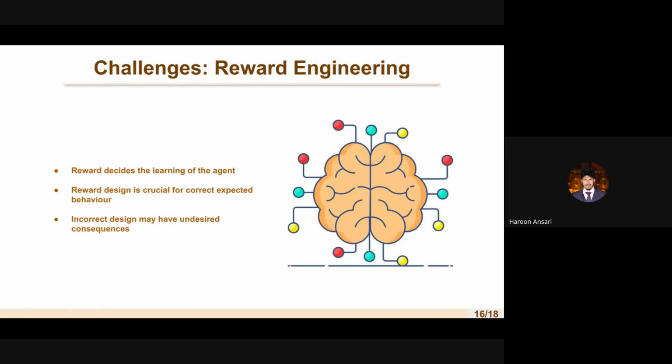So reward engineering is a very complex task, as well as the most important aspect, because it decides what the agent is going to learn.